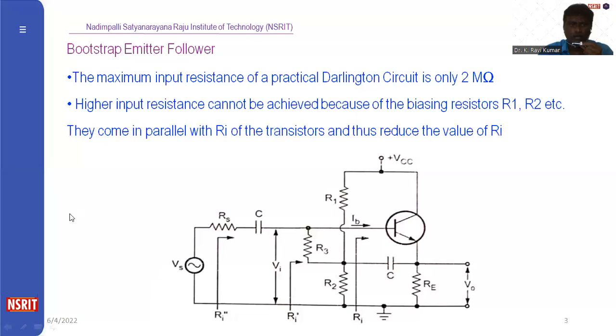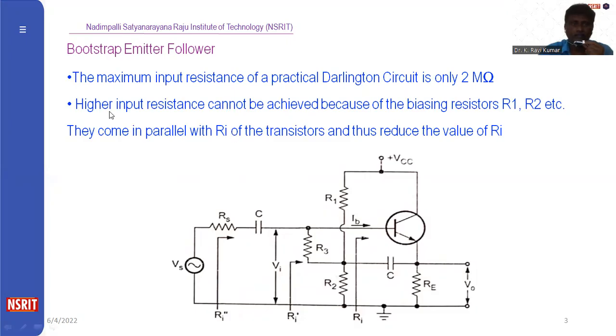And the input impedance will be increased, right? Actually, the input impedance of any amplifier is low. In the case of the Darlington amplifier, that will be increased to 2 megaohms. Whenever using this Darlington circuit for impedance matching, the input impedance should be high and the output impedance should be low. This 2 megaohms is not sufficient. To overcome that drawback, we are going for the Bootstrap Emitter follower.